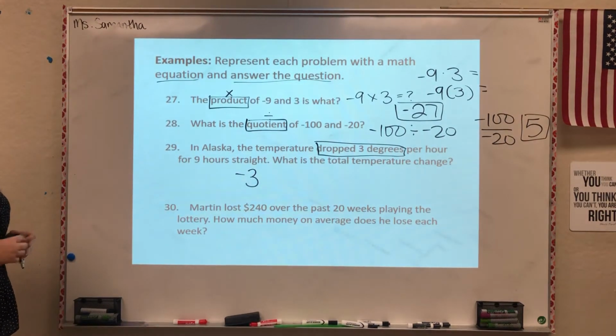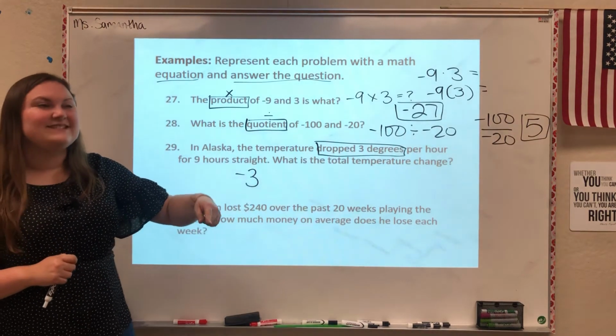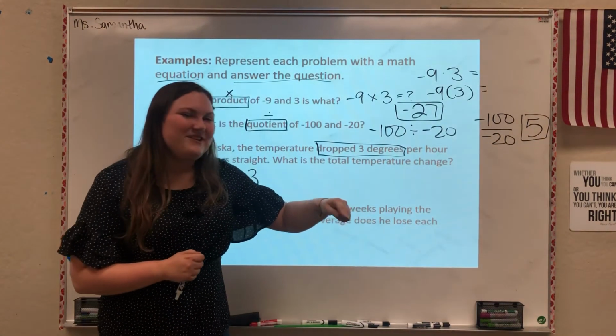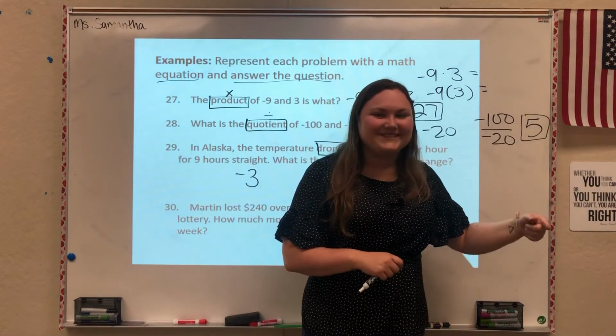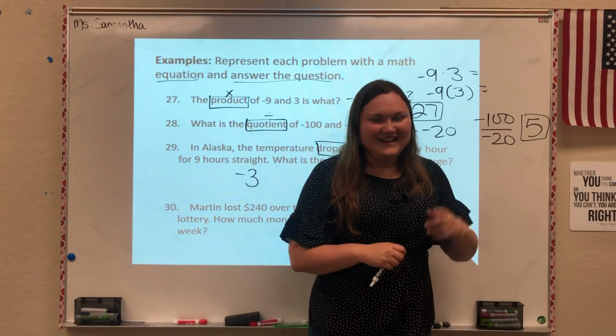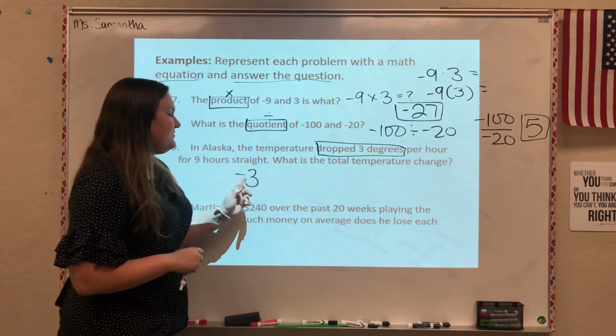It's telling me it's dropping 3 degrees every hour, per hour, for 9 hours straight. So that first hour it dropped 3 degrees, the second hour it dropped 3 degrees, the third hour it dropped 3 degrees, fourth hour, 3 degrees. You see what's happening here, right? It's repeated change. Every hour it is doing this.